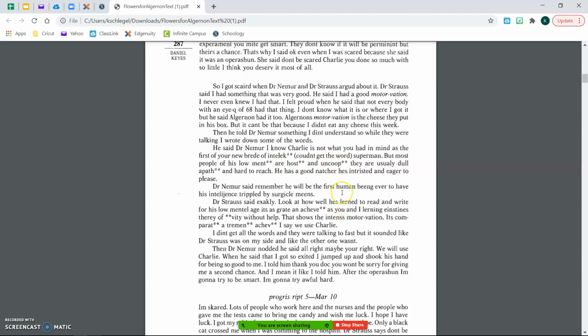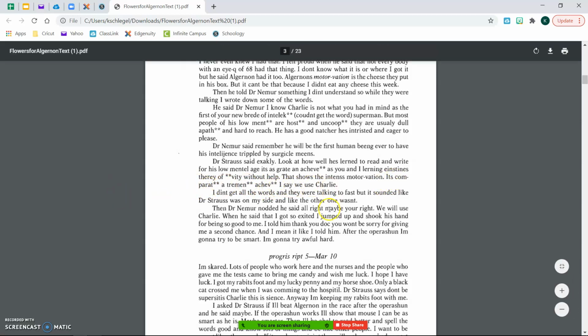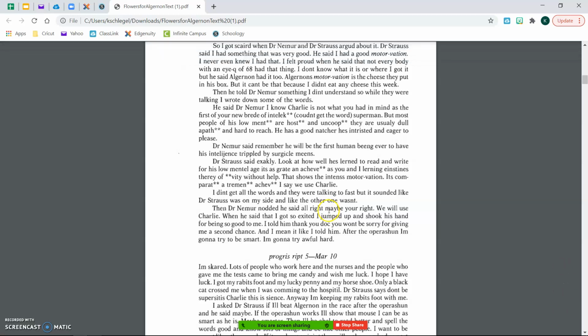Dr. Niemer said, remember, he will be the first human being ever to have his intelligence tripled by surgical means. Dr. Strauss said, exactly. Look at how well he's learned to read and write for his low mental age. It's as great an achievement as you and I learning Einstein's theory of relativity without help. That shows the intense motivation. It's comparatively a tremendous achievement. I say we use Charlie. I didn't get all the words, and they were talking so fast, but it sounded like Dr. Strauss was on my side, and like the other one wasn't. Then Dr. Niemer nodded. He said, all right, maybe you're right. We will use Charlie. When he said that, I got so excited I jumped up and shook his hand for being so good to me. I told him, Thank you, Doc. You won't be sorry for giving me a second chance. And I mean it like I told him.